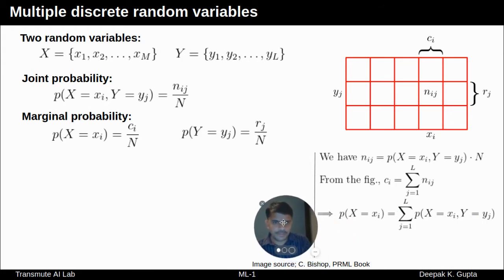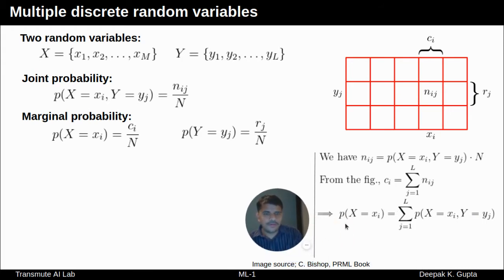Now I'll move it a bit here. Now when we plug this in the marginal probability equation, we get the probability of x equal to xi is the summation over all the values of y of the joint probability. This is what we get.